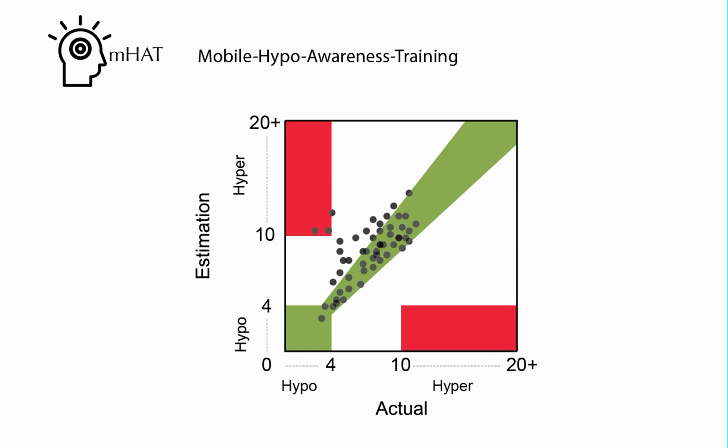In this example, you can see the majority of the blood glucose estimations were accurate, i.e. they fell into the green section. However, some did not, with the majority of the inaccurate estimations falling above the green section. This indicates that the person making these recordings tends to overestimate when trying to guess their blood glucose levels.